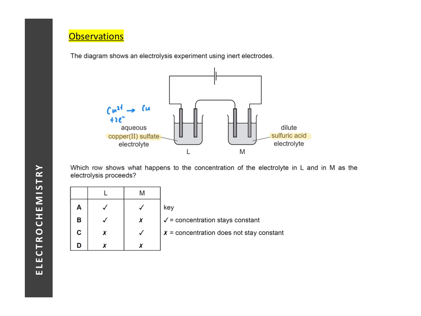So the concentration will not stay constant. In the case of dilute sulfuric acid, you would recall that it's actually breaking down water. So as the water in your sulfuric acid is being broken down, you will get less and less water remaining, meaning the concentration of your sulfuric acid would actually increase, or the sulfuric acid will become more and more concentrated. So in both cases, the concentration will not stay constant.